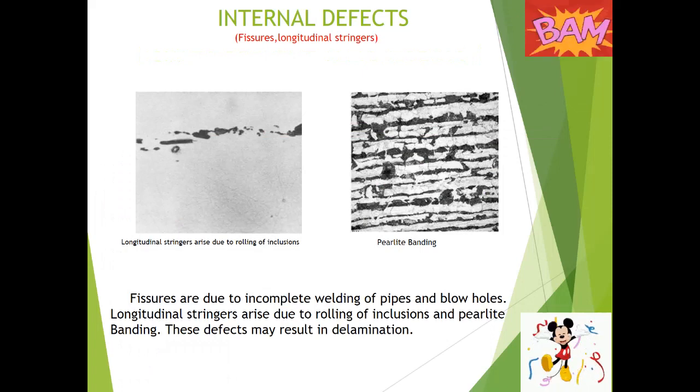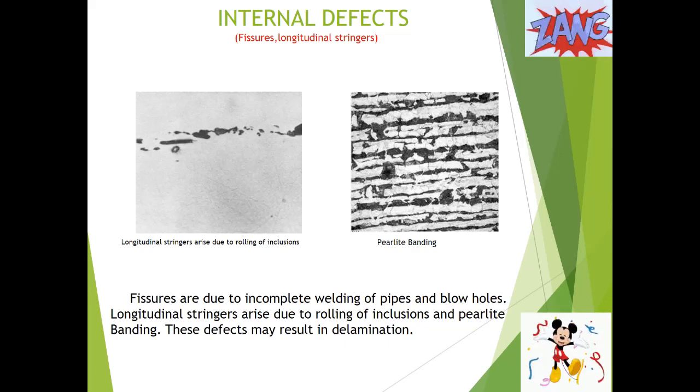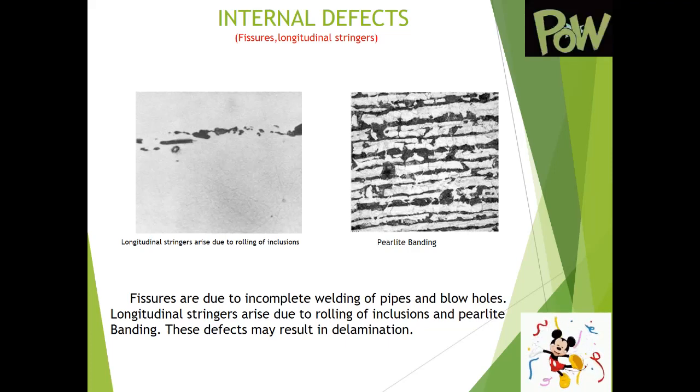Internal defects. In the first microstructure, you can see the inclusions getting rolled up. That is, the inclusions are elongated during the rolling process and become longitudinal stringers. And in the second case, the pear-like banding is seen. Fissures are due to incomplete welding of pipes and blowholes. These defects may result in delamination.